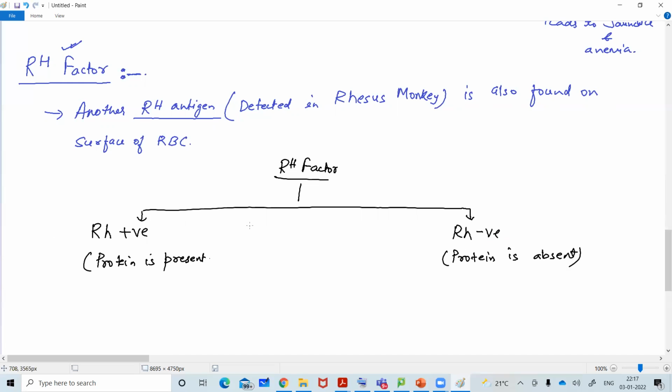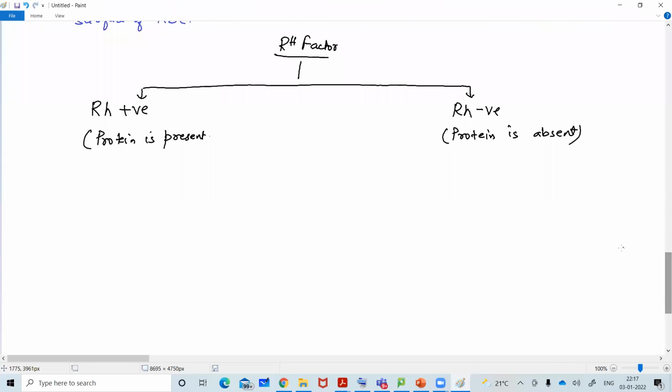Fine. So if you take a human sample, like 1,000 people, and you want to check whether this antigen is present, not in the blood plasma, but on RBC, you will come to know that 80 to 85% of the human population have this particular protein present on RBC, and around 15 to 20% of people don't have this antigen.